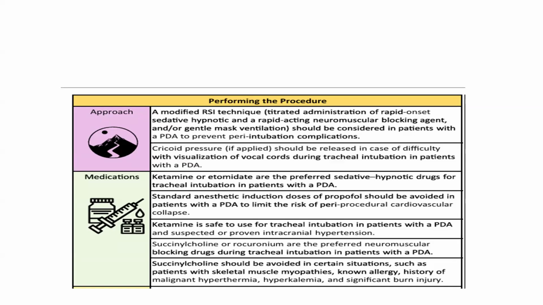Ketamine and etomidate are the preferred sedative and hypnotic drugs for tracheal intubation in patients with this airway. Standard anesthetic induction doses of propofol should be avoided in patients with this airway to limit the risk of periprocedural cardiovascular collapse. Ketamine is safe to use for tracheal intubation in patients with physiologically difficult airway and suspected or proven intracranial hypertension. Succinylcholine and rocuronium are preferred neuromuscular blocking agents during tracheal intubation in these patients. Succinylcholine should be avoided in certain situations, such as patients with skeletal muscle myopathy, known allergy, history of malignant hyperthermia, hyperkalemia, and significant burn injury.